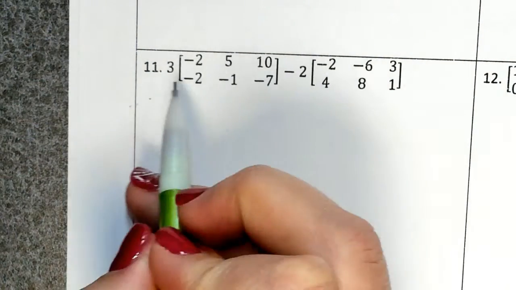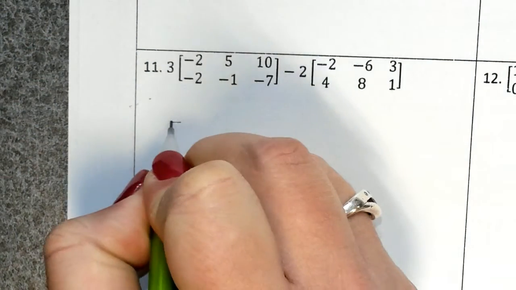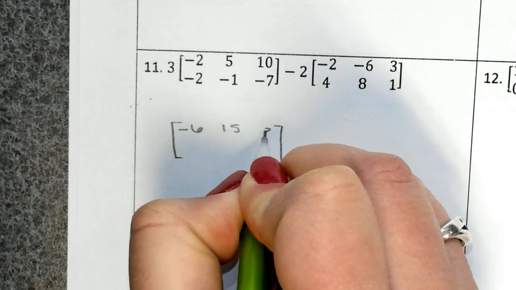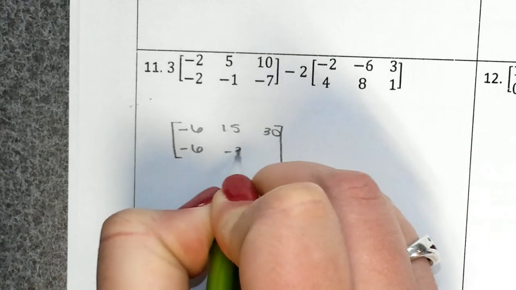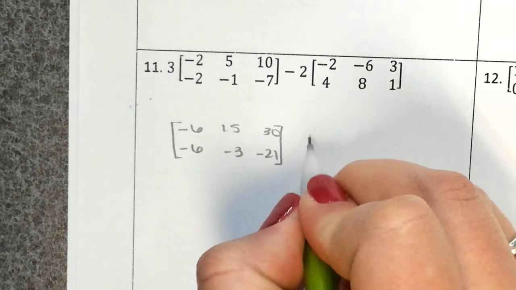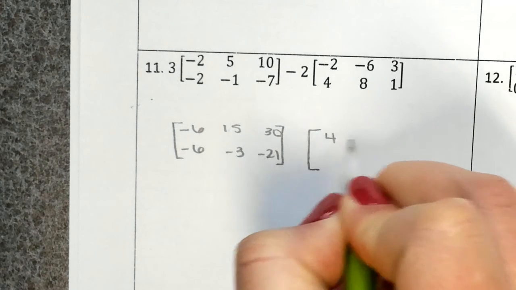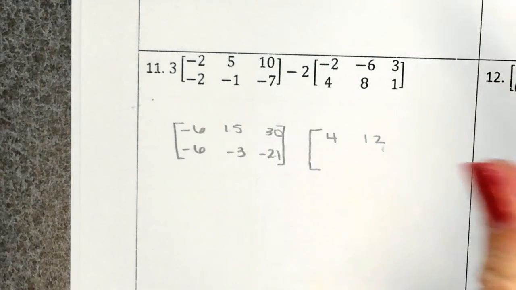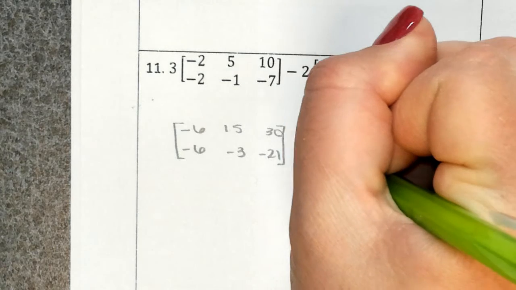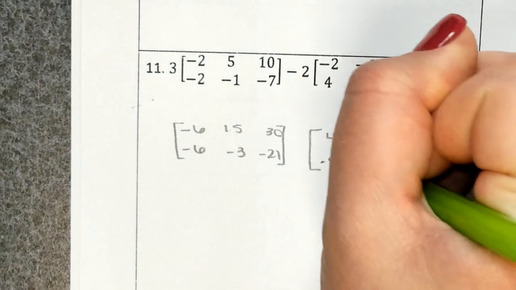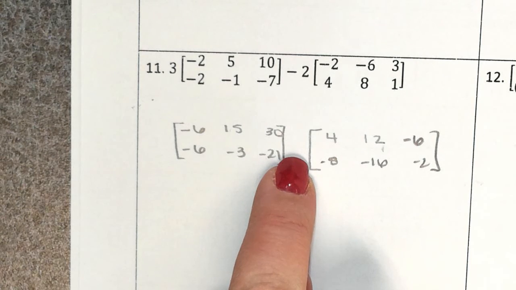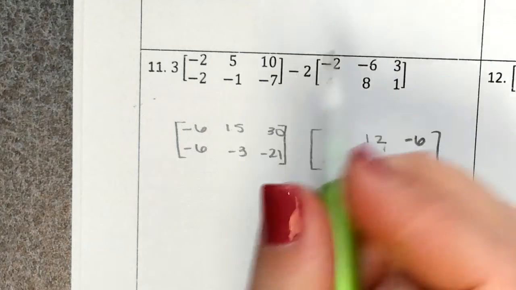Okay, so this one I'm going to multiply everything by what? By 3. Okay, so I multiply everything by 3. I get negative 6, 15, 30, negative 6, negative 3, negative 21. What do I multiply this one by? Sure. What's the sign between these two? What is it? It is now addition.